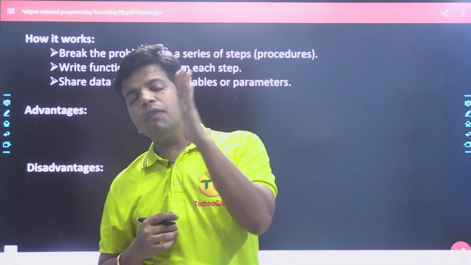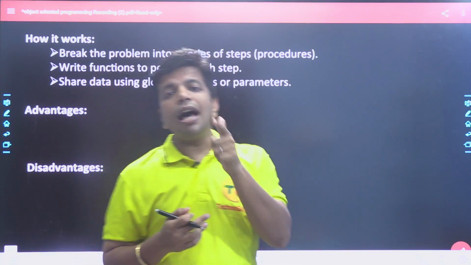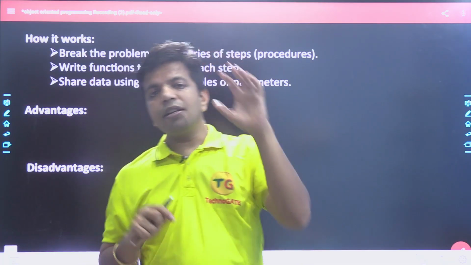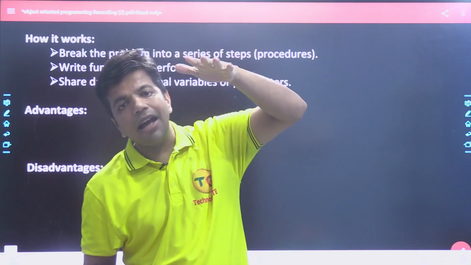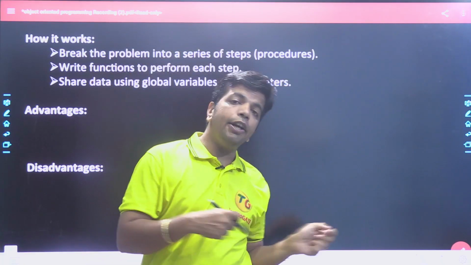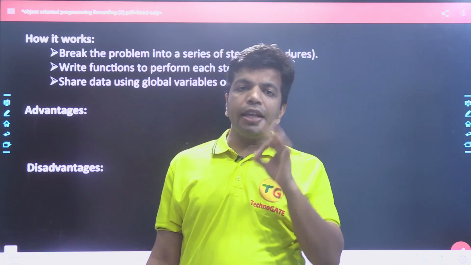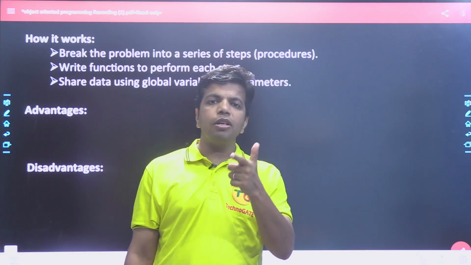We are going to break our problem into a series of tasks, and for each task we are going to make a function. Like in the previous diagram I showed you, the main function is there and there are a total of 6 functions. Okay, it means there is a single task, but that single task is going to be divided into multiple functions. What are the benefits of this? With the help of functions we can reuse the code. Code reusability is also there.